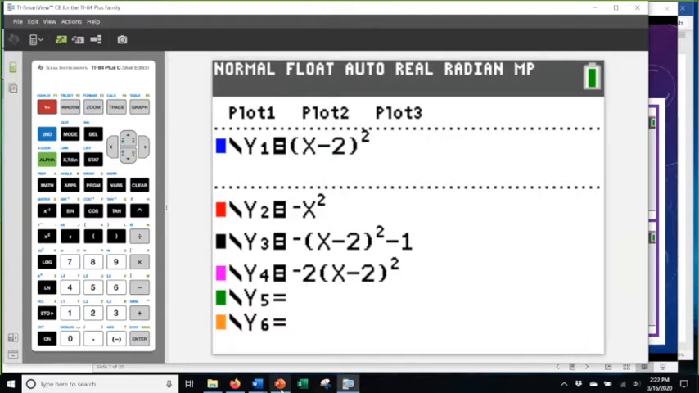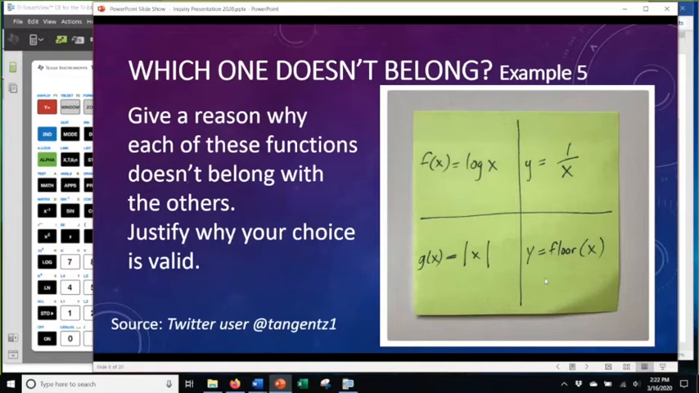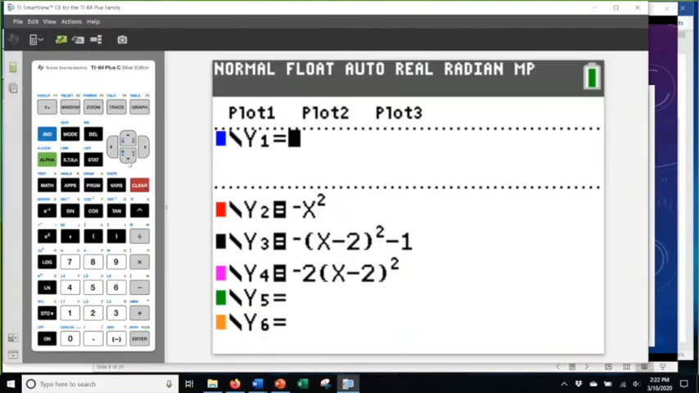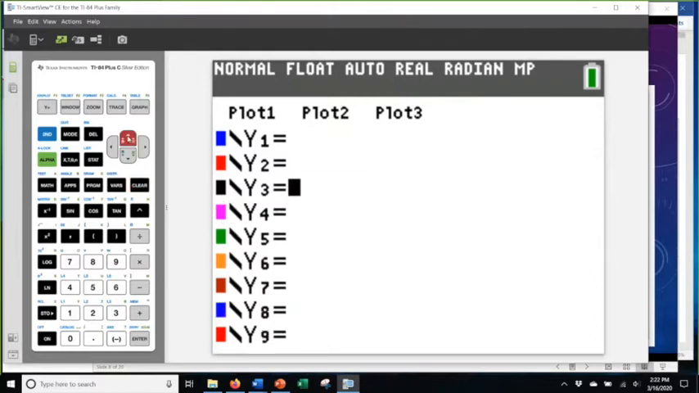Okay, the next, which one doesn't belong? This one I got off the internet, and on the face of it, it's just giving us 4 sort of classic functions in our function library: log x, 1 over x, absolute value of x, and floor of x, or the greatest integer function. And again, I like to have students experience this graphically. So let's take a look here at what they look like graphically.